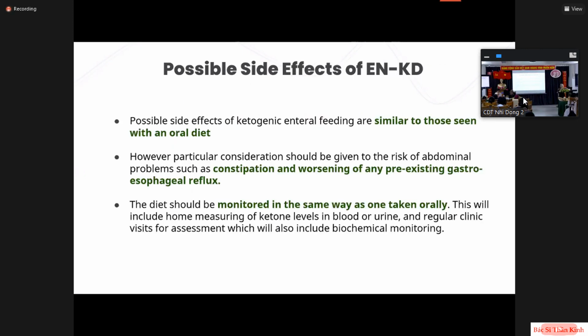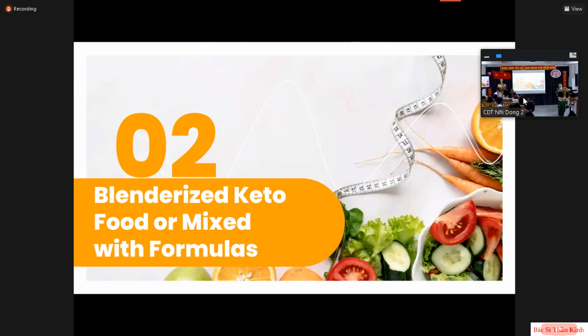Okay. All right. So, possible side effects of enteral nutrition ketogenic diet. It is actually similar to those you see with the oral diet, and it can be monitored in the same way as when taken orally. All right. Maybe you want to focus more on those who are constipated or those who have worsening of any pre-existing GI reflux. Okay, now we go to blenderized keto food or mixed with formula.